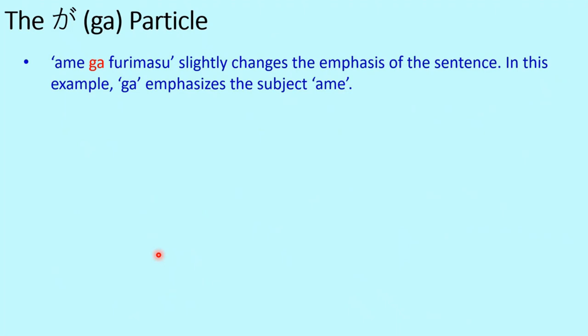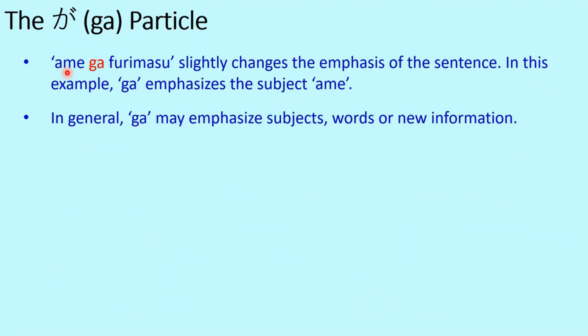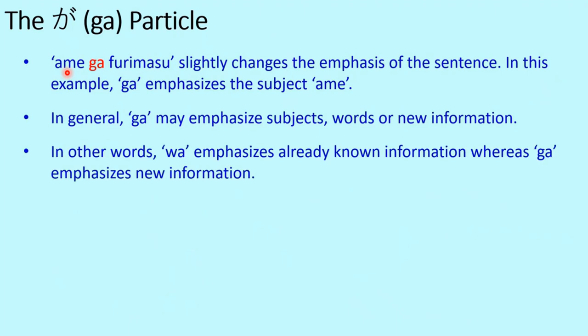In this example, ga emphasizes the subject ame because ga is the subject marker and the subject is ame. So when we say ame ga furimasu, this ga emphasizes the subject, that is rain. And if we say ame wa furimasu, then it's a very generic kind of statement that rain is falling. In general, ga may emphasize subjects, words, or new information. In other words, wa emphasizes already known information, whereas ga emphasizes new information.